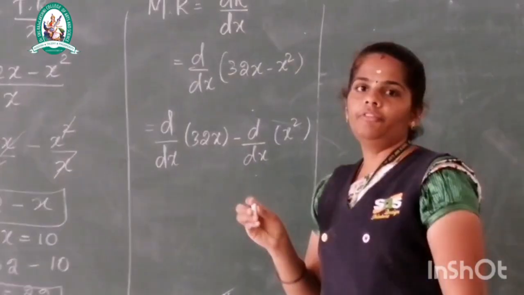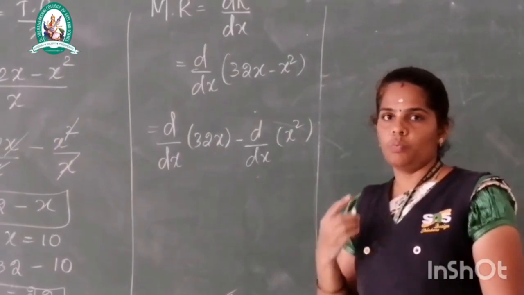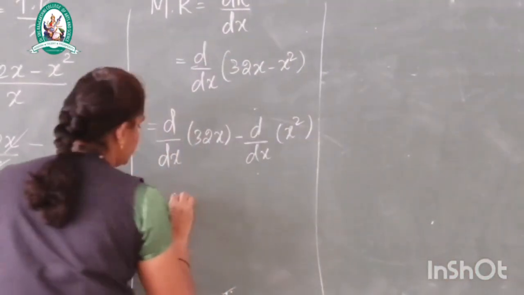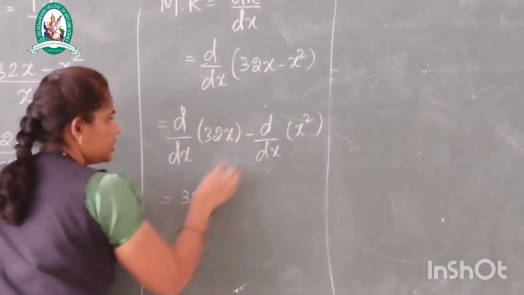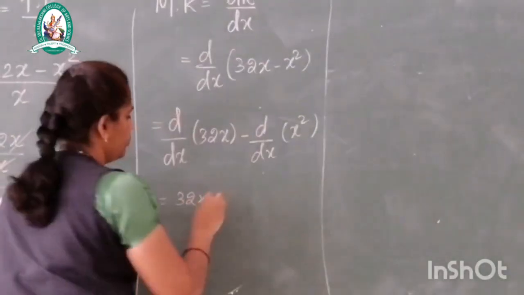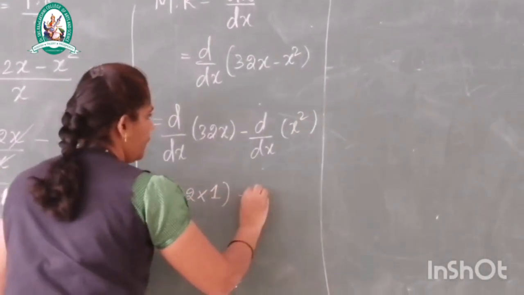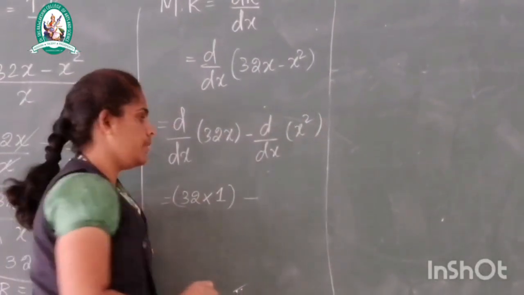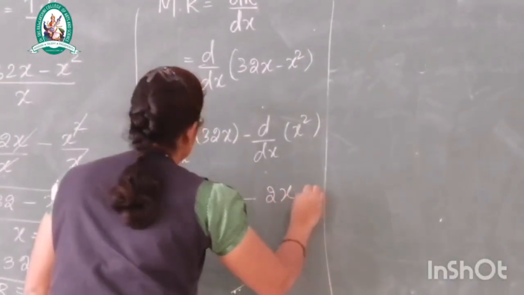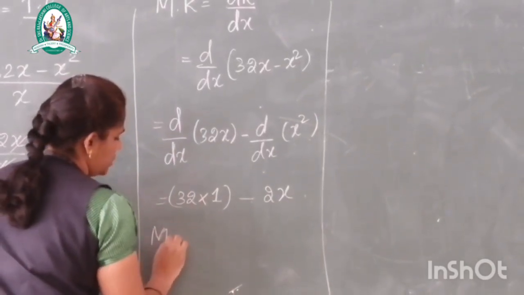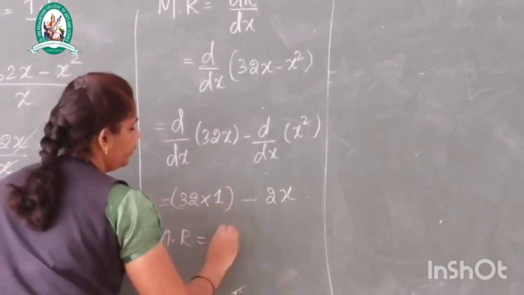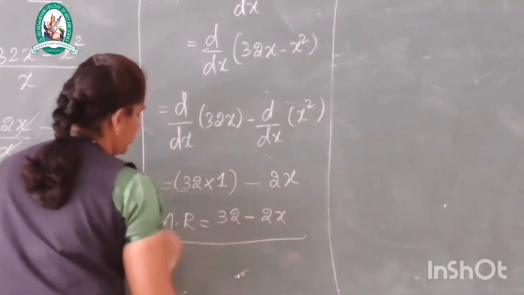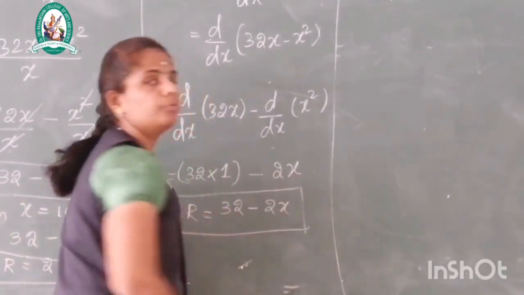Okay, so we know that the differentiation of x is 1. 32 is a constant value, so as it is, 32 into, if I differentiate x, x is 1. 32 into 1 minus x square. Differentiation of x square is 2x. So my marginal revenue function is 32 into 1 is 32 minus 2 into x is 2x. This is the marginal revenue function.